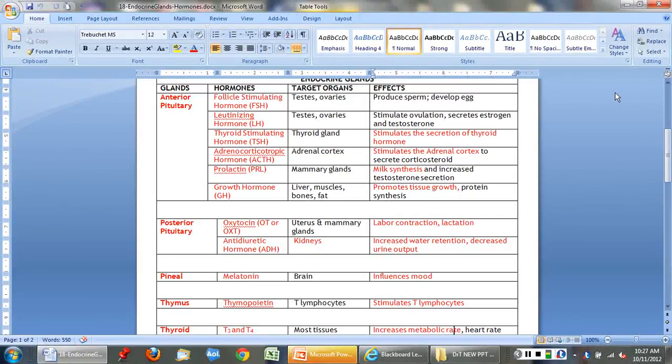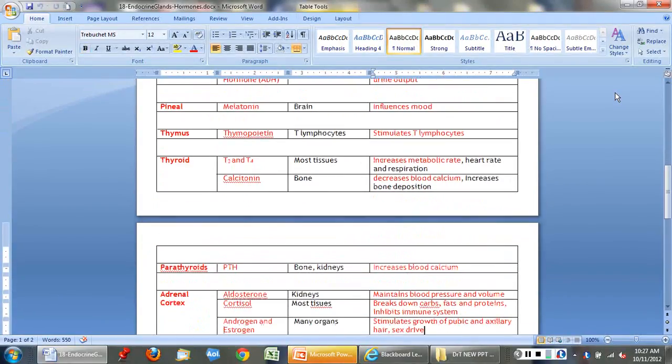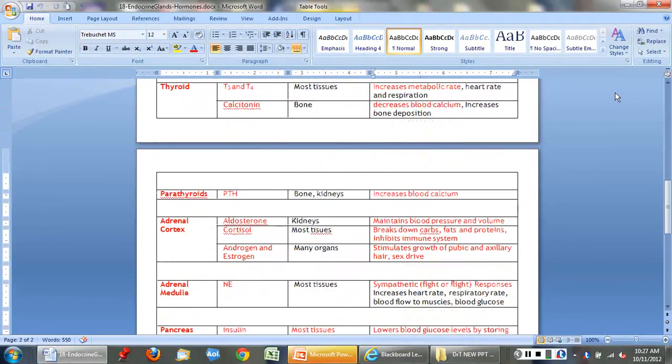It has a cortex. Where do we see that word cortex before? In the brain. What part of the brain? The outside of the cerebrum is called the cerebral cortex. Well, the outer part of the adrenal gland is called the adrenal cortex. And the inner part is called the adrenal medulla. So those two parts of the adrenal gland secrete a different hormone. So the adrenal medulla is pretty easy.